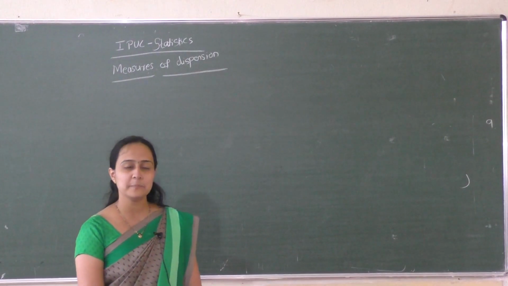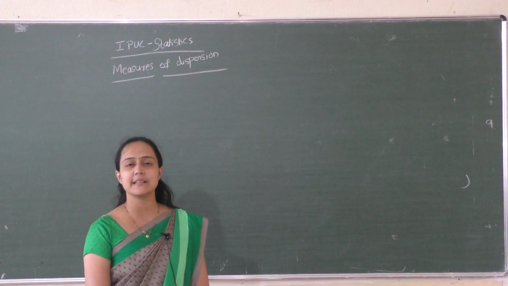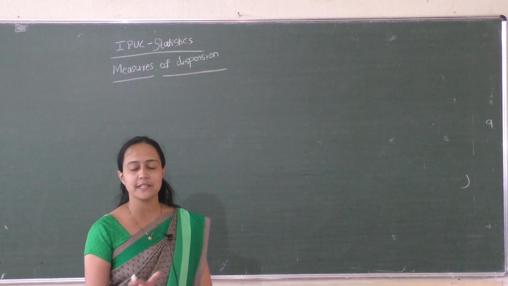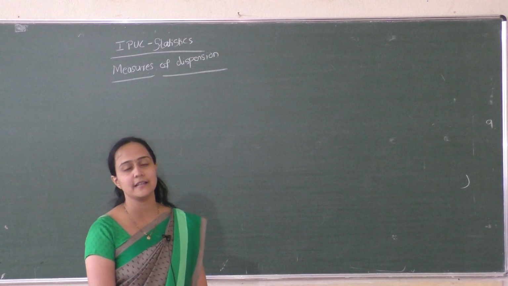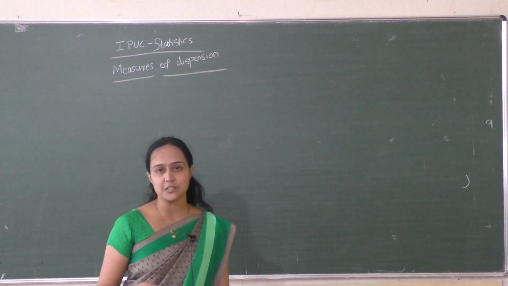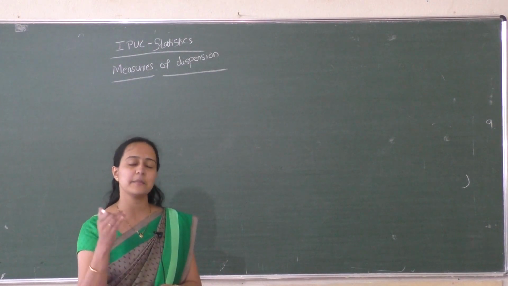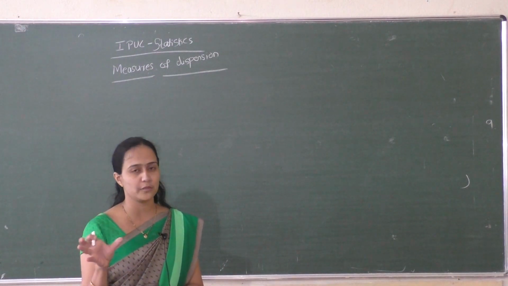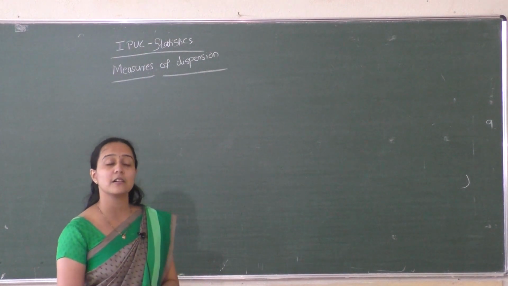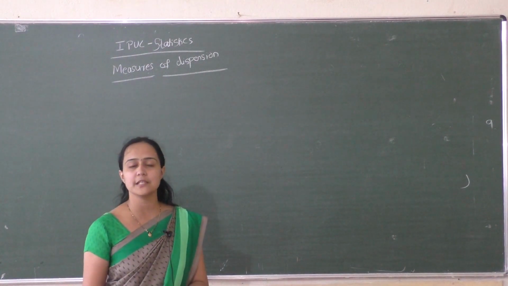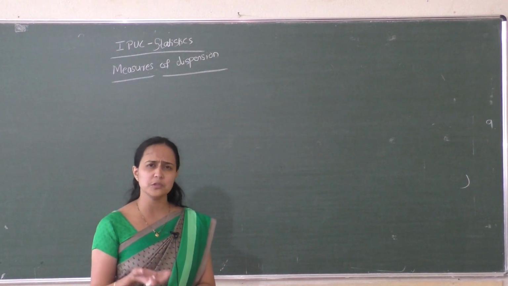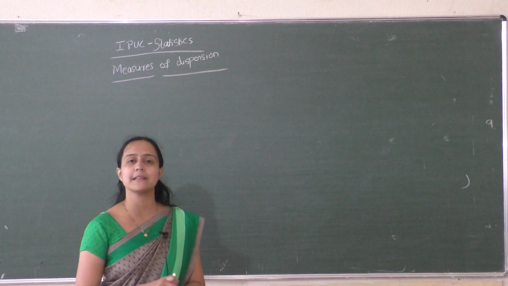Namaste everyone. In the last class we were discussing quartile deviation. Quartile deviation is the difference between Q3 and Q1. It is also called the interquartile range, or semi-interquartile range. Semi in the sense divided by 2. So Q3 minus Q1 divided by 2 is called quartile deviation. The relative measure is the coefficient of quartile deviation, that is Q3 minus Q1 divided by Q3 plus Q1.